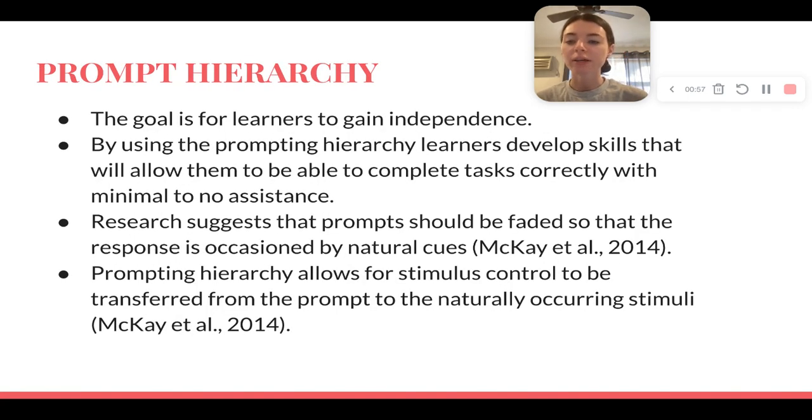What is the prompt hierarchy? The goal is for the learner to gain independence. By using the prompting hierarchy, learners develop skills that will allow them to complete tasks correctly with minimal to no assistance. Research suggests that prompts should be faded so that the response is occasioned by a natural cue. Prompting hierarchy allows for stimulus control to be transferred from the prompt to a naturally occurring stimulus.